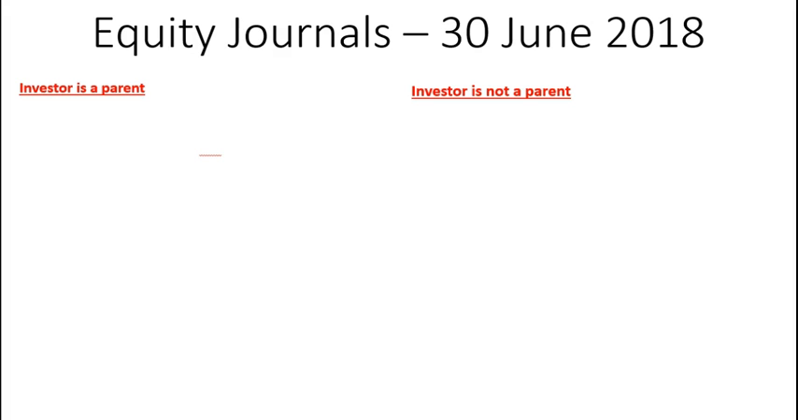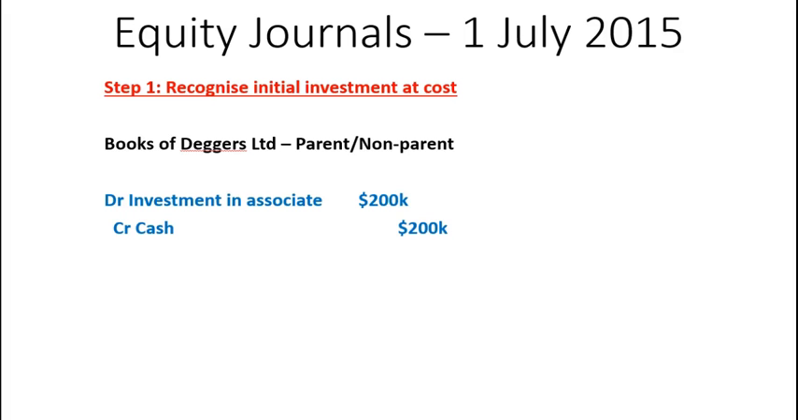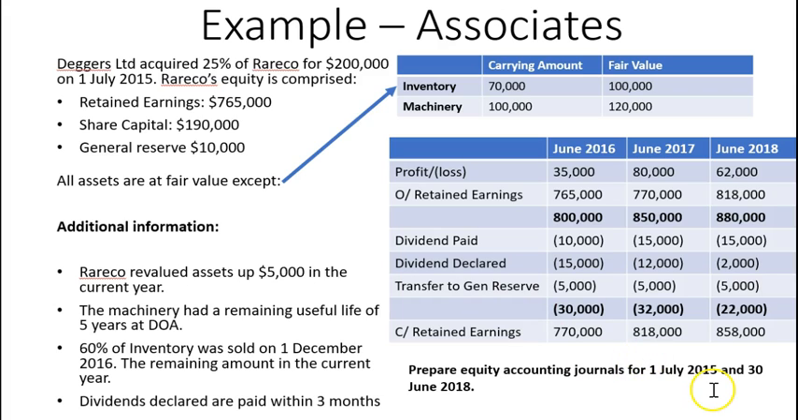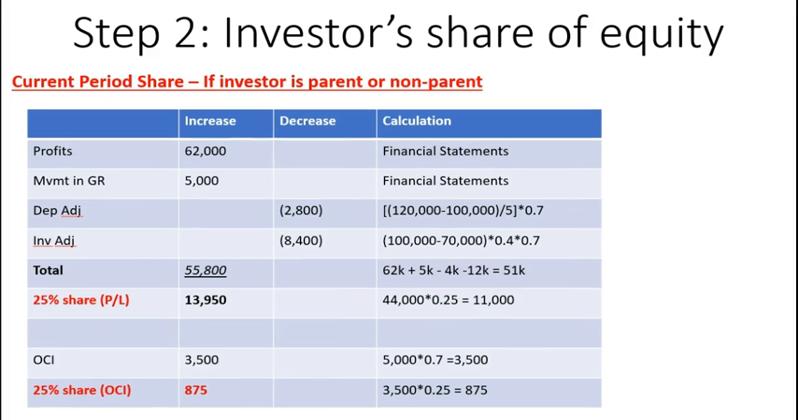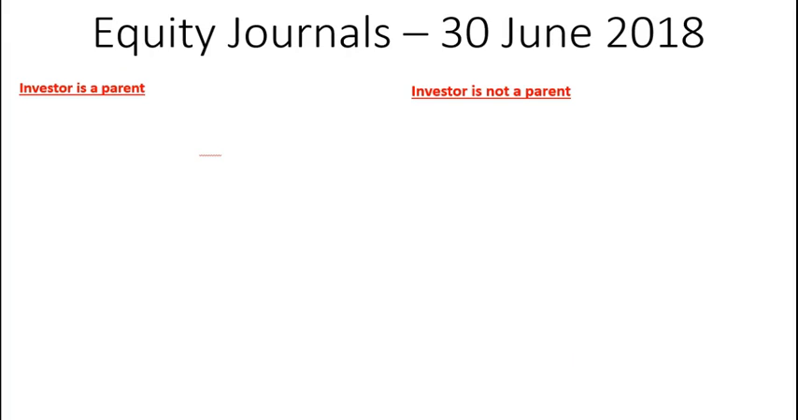Okay, so now we are up to doing our equity journals for 30 June 2018. So I don't want to confuse you. So far, we have done step one. We've recognized our initial investment at cost. Why did we do that? Well, because the question asked us to do the journals at 1 July 2015 and 30 June 2018. We've done step two. We've calculated our prior period share and our current period share of equity. So now we need to actually record those changes in equity in our accounting records.